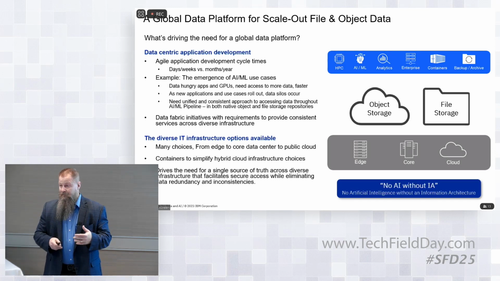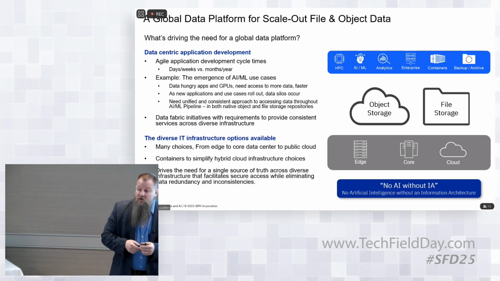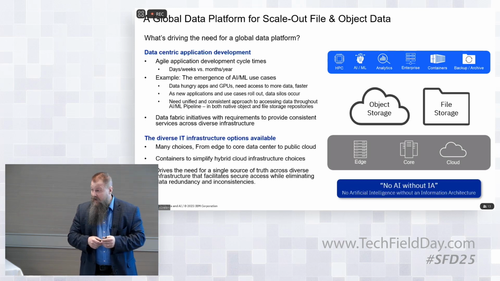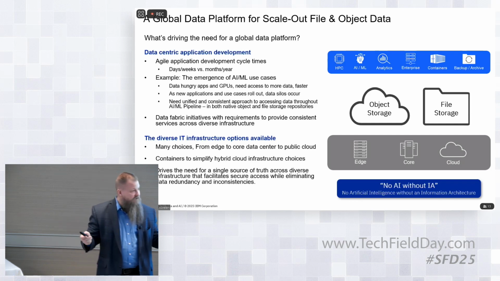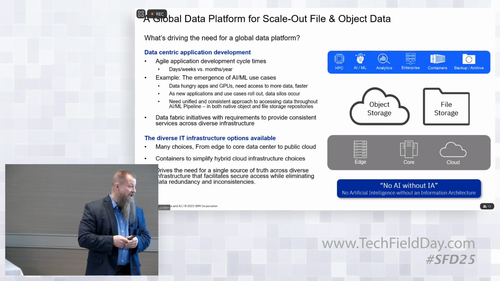Rob Thomas, who's now one of our senior vice presidents at IBM, when he was leading the data and AI team for IBM, so it was probably 5 or 6 years ago, Rob used to say, there's no AI without IA. There's no artificial intelligence without an information architecture. I kind of like to say when I'm giving this pitch, in the same way, you can't really have a true end-to-end data fabric solution without a global data platform for your unstructured data.